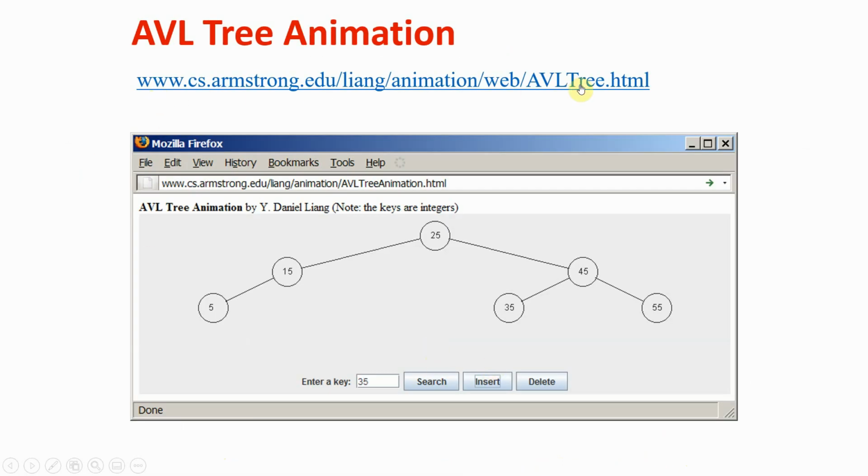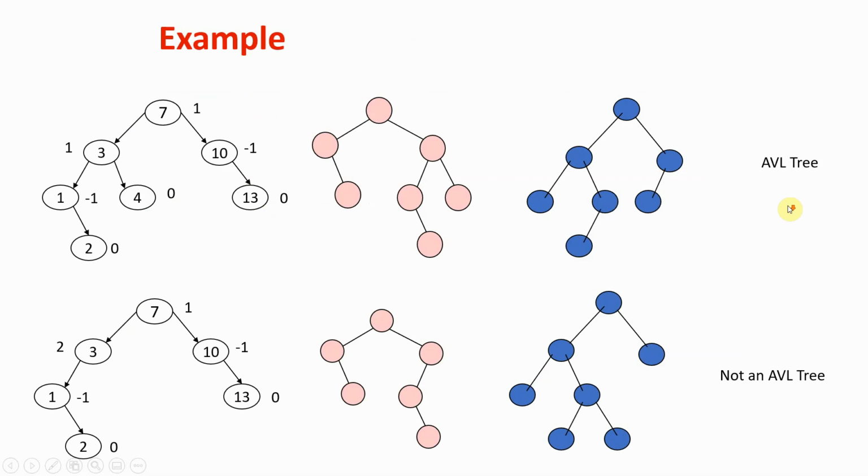This is a very good link to check out, right? You can see how a binary search tree is implemented. You can insert or delete a node and see how it would be kept balanced. This is a very good link to see if your insertion or deletion is done properly. You can double check it with this animation link here.